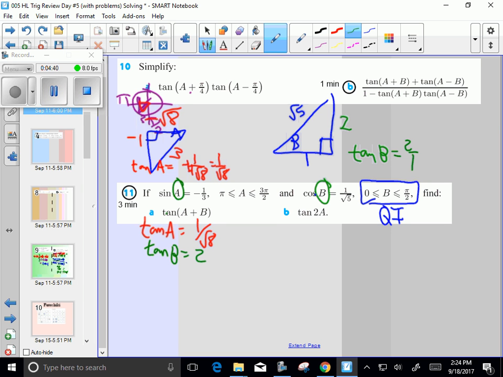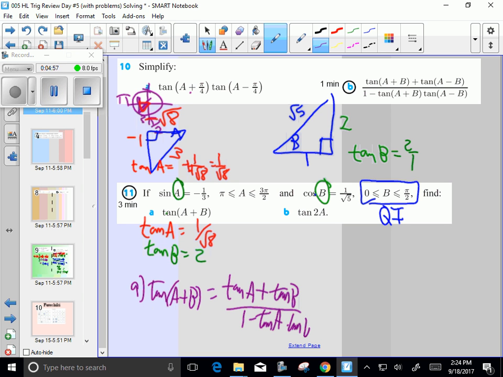Now just go ahead and evaluate those. We want the tangent of A plus B. Use your packet formula for now. Tangent of the first plus the tangent of the second over 1 minus the tangent of the first times the tangent of the second. And then you just plug those in. The first one is 1 over the square root of 8 plus 2 over 1 minus 1 over square root of 8 times 2.